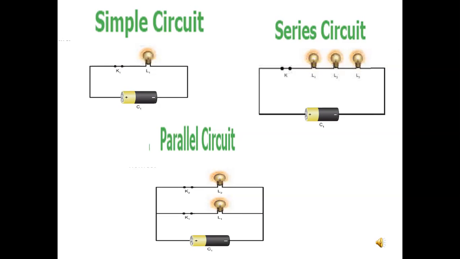And third, parallel circuit. If two or more bulbs are connected in parallel in a circuit like this, then the type of circuit is called parallel circuit. If any one of the bulbs is damaged or disconnected, the other part of the circuit will work. So parallel circuits are used in homes.